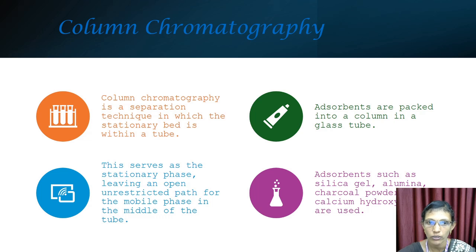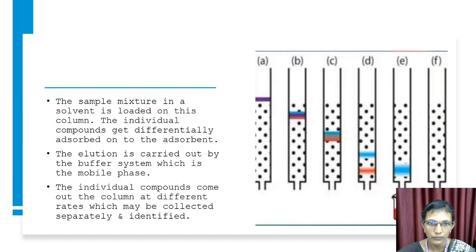Column chromatography is one of the physical techniques. In this technique, the stationary bed is held within a tube. The adsorbent is packed within glass tubes. The adsorbents used may be silica gel, alumina, charcoal powder, or calcium hydroxide.